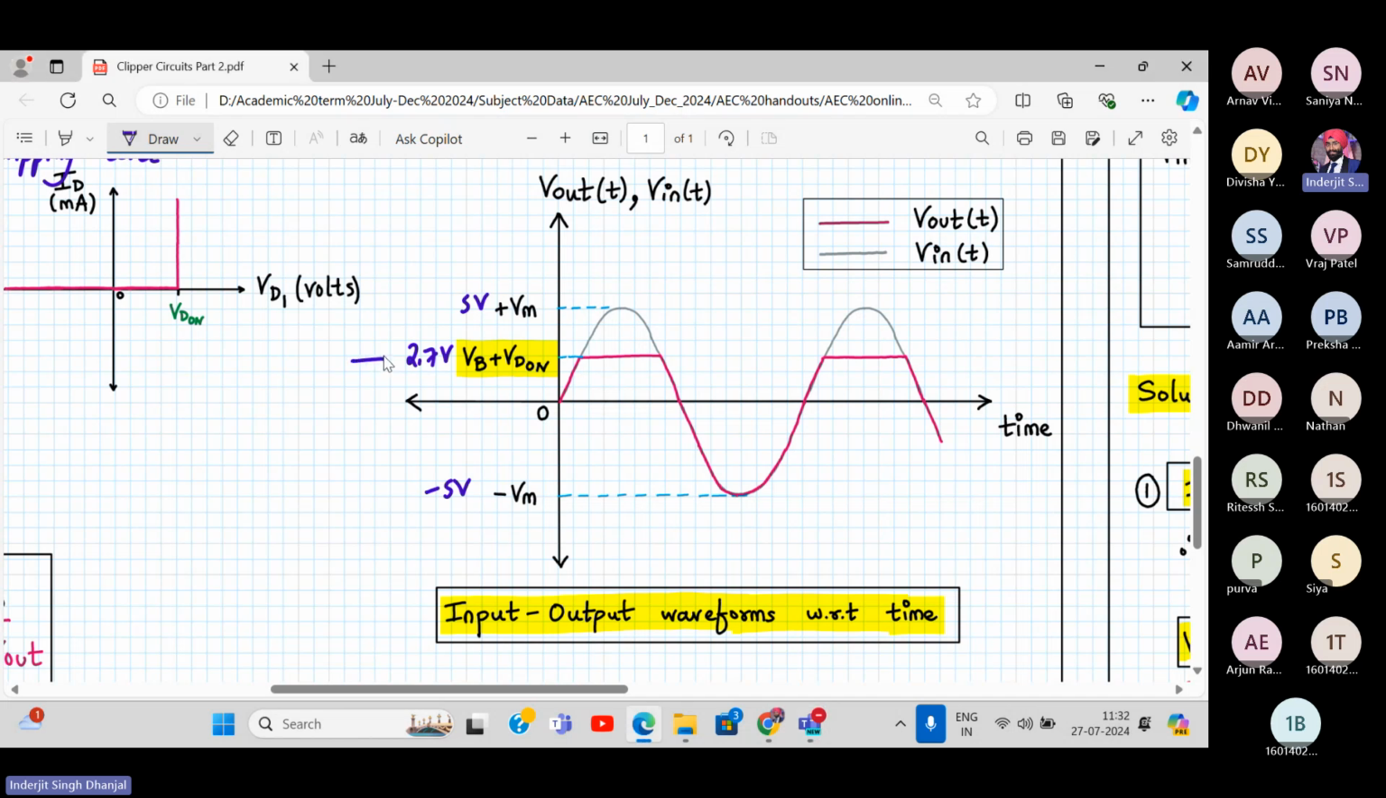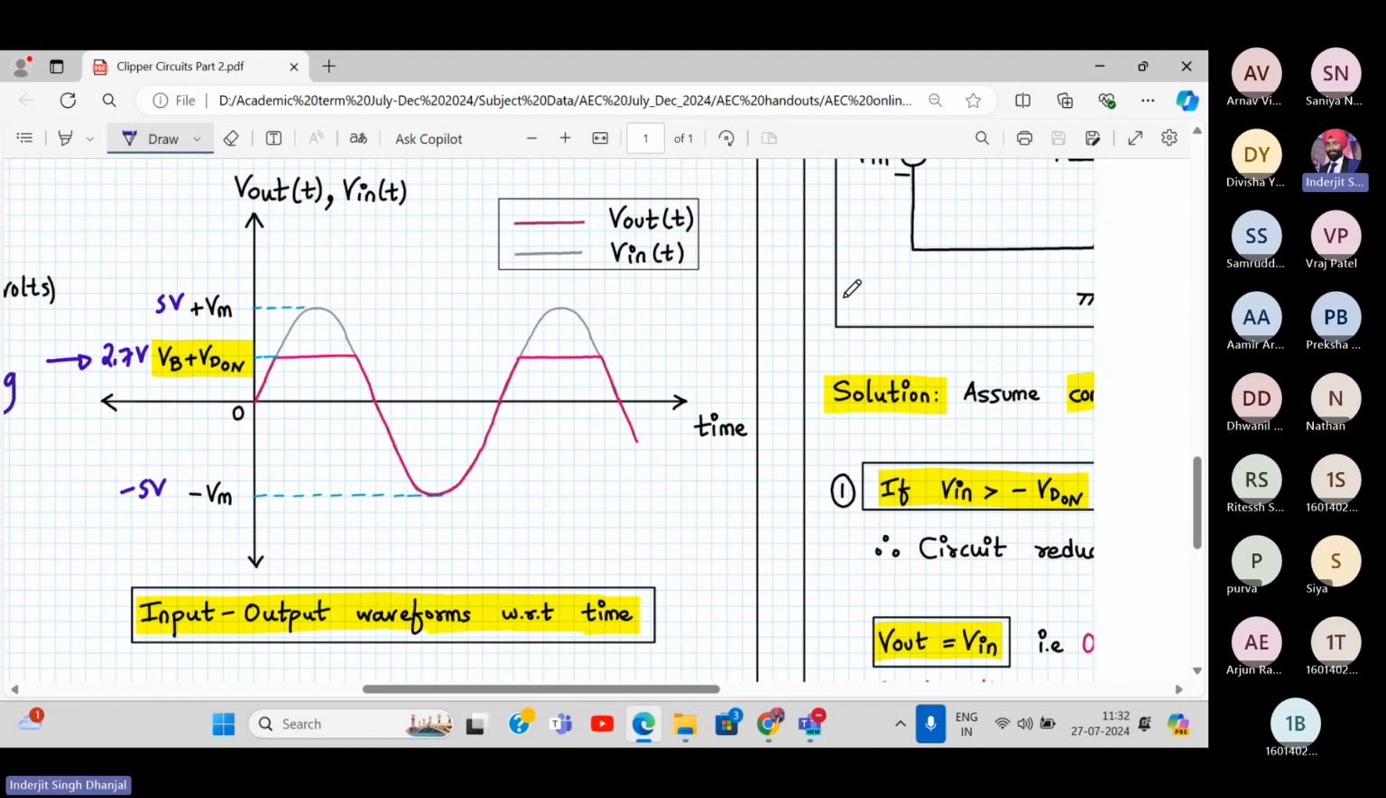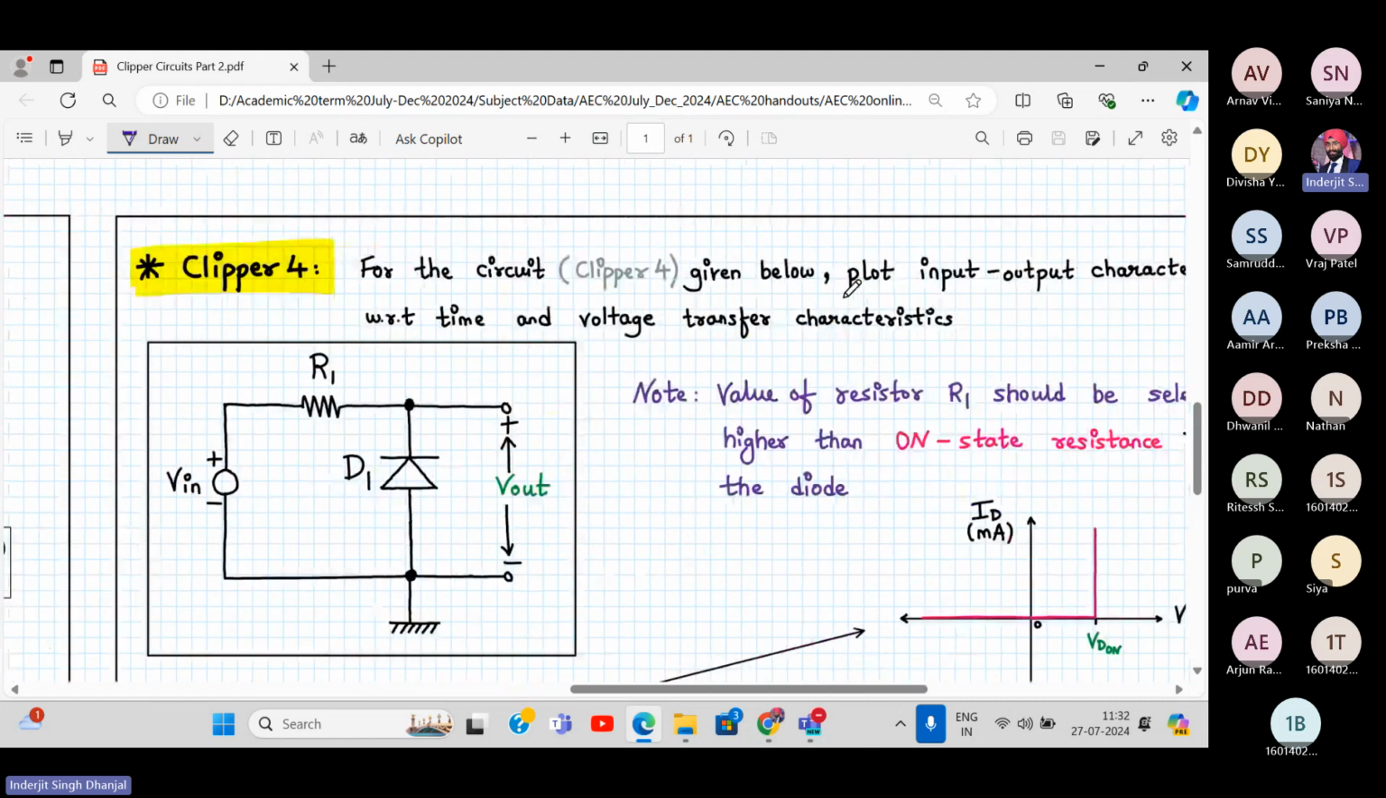So this is my clipping level, my new clipping level. Okay, I believe that you all have understood that. Now, since there were no queries, let's move on to this part.